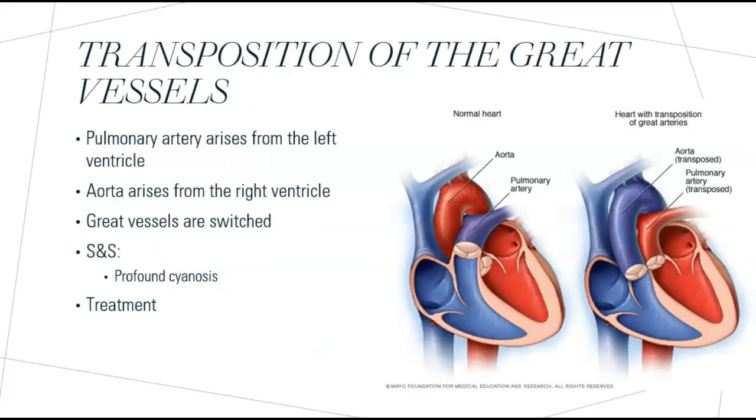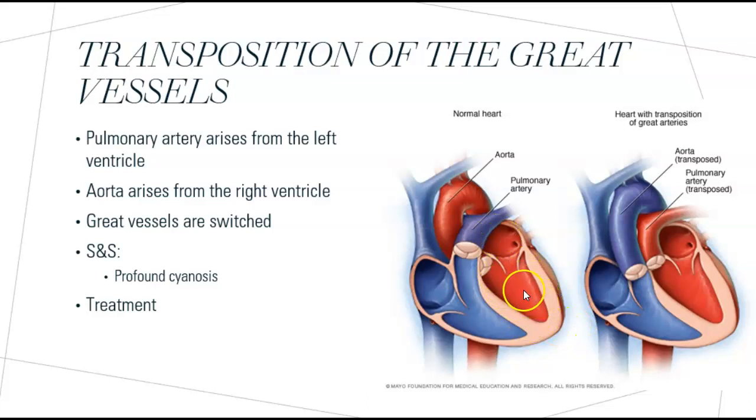Transposition of the great vessels. This is when the pulmonary artery arises from the left ventricle and the aorta arises from the right ventricle. So these great arteries are switched. Normal blood flow is the right ventricle goes into the pulmonary artery. In this transposition of the great vessels, this right ventricle flows into the aorta, and then all of that deoxygenated blood is going to be going to the body, which is not going to be helpful.